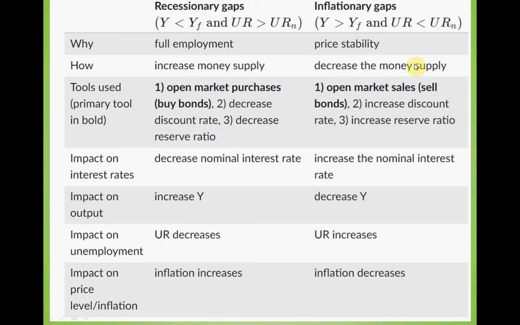Well, they're going to try to decrease the money supply. Remember, this is all monetary policy. What are they going to do? Well, it's the opposite of the other one, right? So open market sales are going to sell bonds. Remember, when the Federal Reserve sells bonds, they take money out of the money supply. They're decreasing the amount of money that exists. They could increase the discount rate. They could increase the reserve ratio. These things don't happen very often.